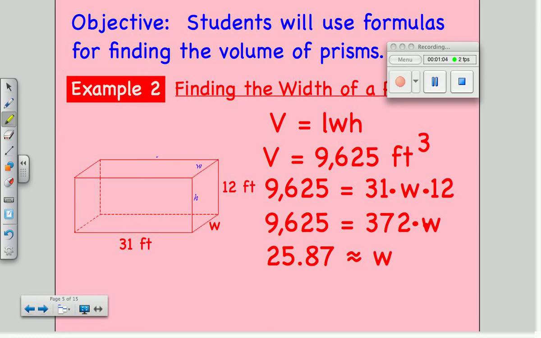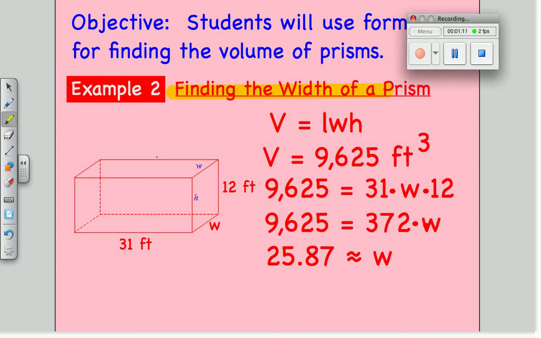So here, we're going to find the width of a prism. What we got? This right there. The volume is always length times width times height.